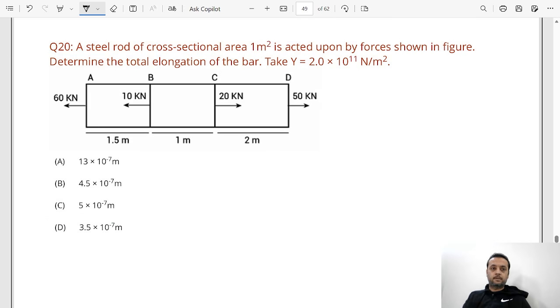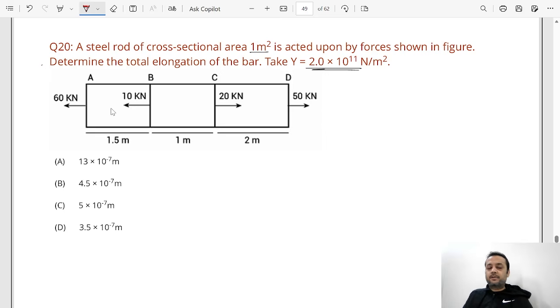All right. In this question, a steel rod of cross-sectional area 1 meter square is acted upon by the forces as you can see. Here we have a 60 kilonewton force, 10 kilonewton force, 20 and 50. Notice, we have to find the elongation, by the way. Young's modulus is also given to you. Notice one important fact here is that the net force is still 0. Why? Because the leftward force is 60 plus 10, 70 kilonewton, which will be balanced by 50 plus 20, 70 kilonewton. So net force is 0, which means the entire rod will not move.